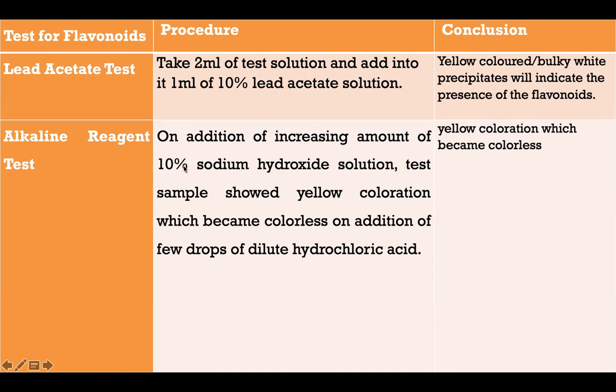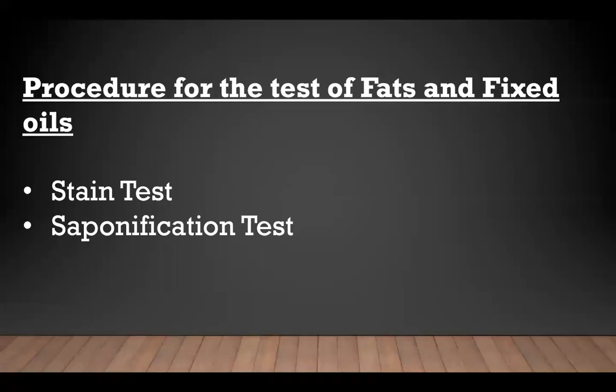For the alkaline reagent test, on addition of increasing amounts of 10% sodium hydroxide solution, the test sample shows yellow coloration, which becomes colorless on addition of a few drops of dilute hydrochloric acid. If the yellow color becomes colorless on adding the dilute hydrochloric acid, it means that flavonoids are present in your sample.